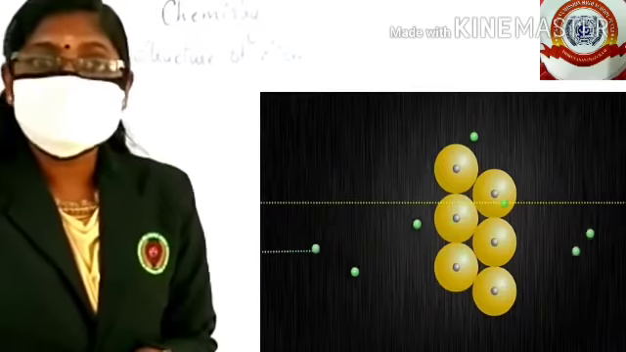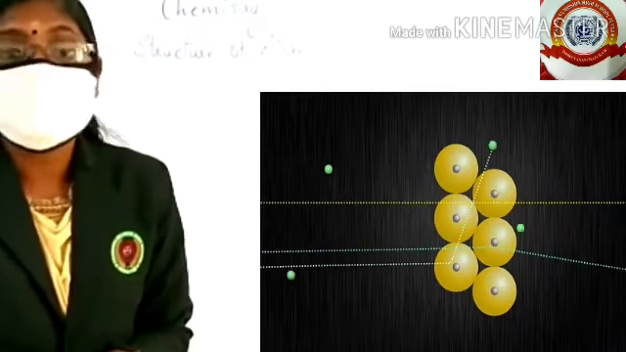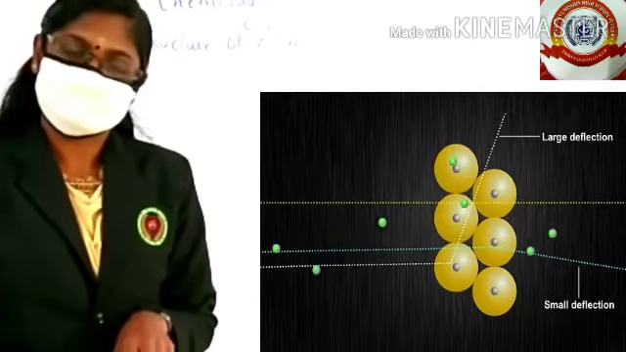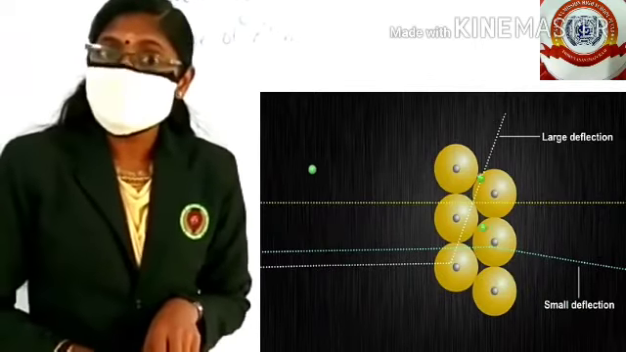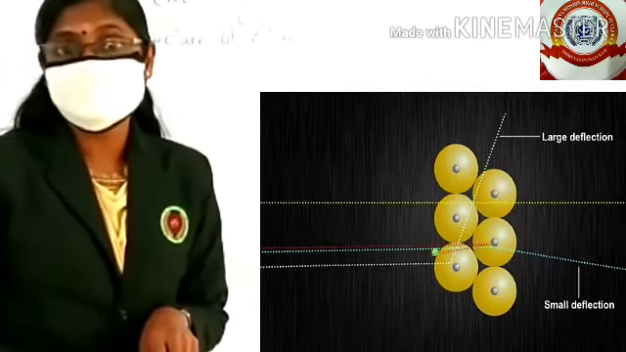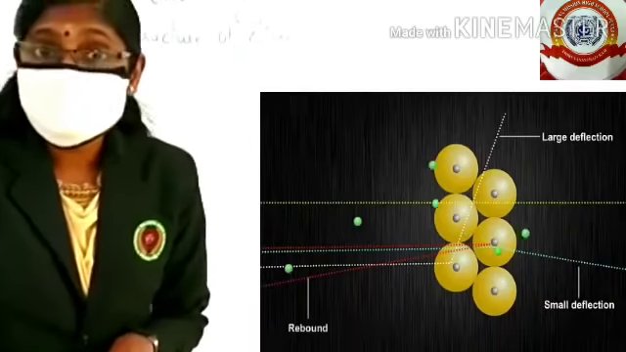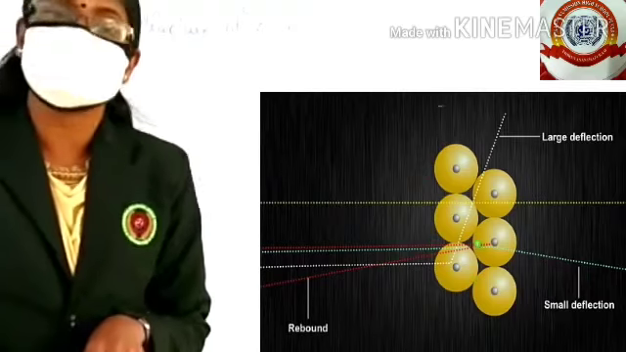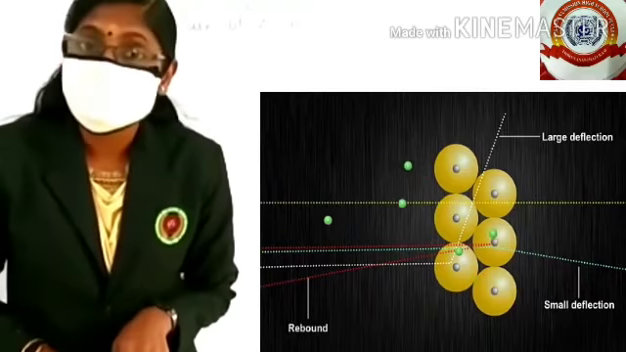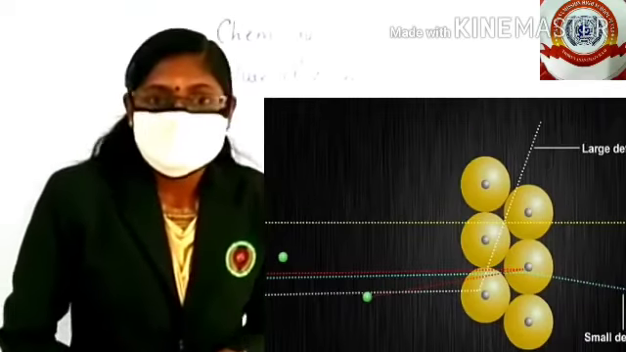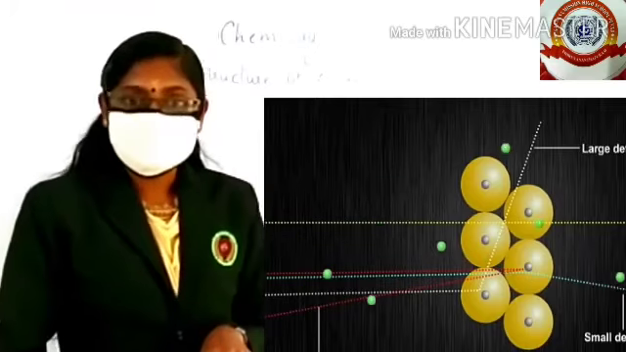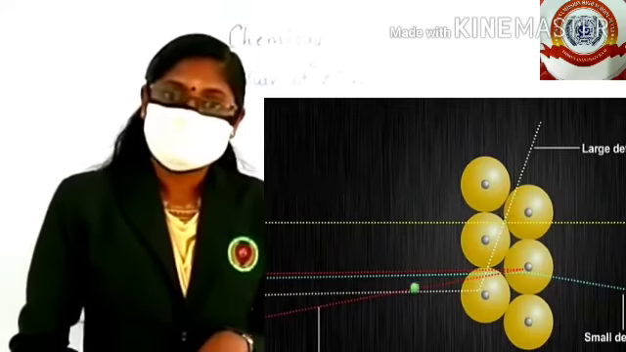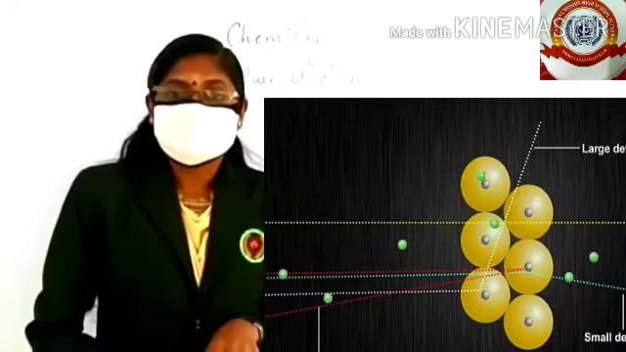Number 1. Since most of the alpha particles passed through the gold foil without any deflection, most of the space inside an atom is empty. 2. Very few minute particles suffered a deflection from their path. This means the positive charge occupies very little space inside an atom. Third and final point. There is a small part inside the atom where all the positive charge is concentrated.